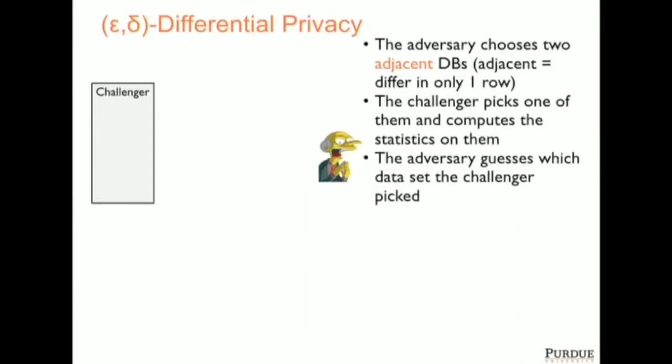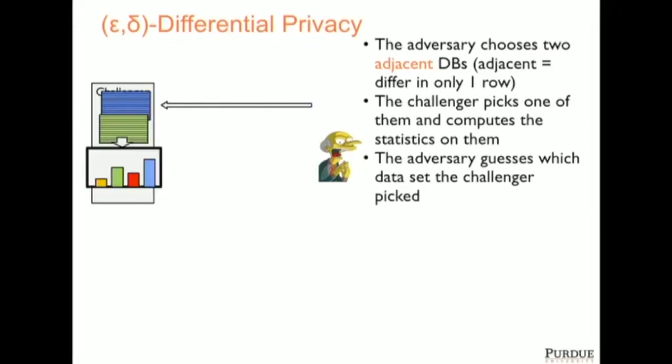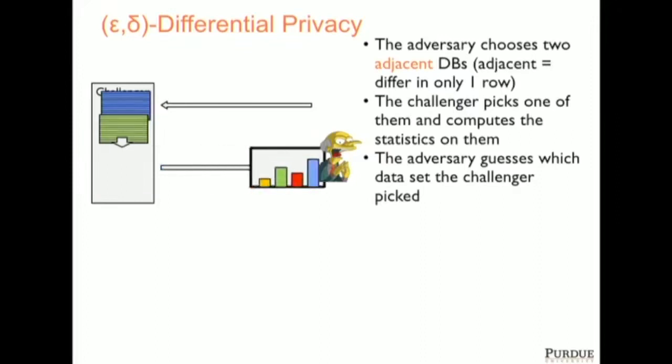As with standard cryptographic systems, it is a game between an adversary and a challenger. My challenger is on my left hand side and my adversary is on the right hand side. As with our earlier example, the adversary is going to pick two databases or two tables which differ in, let us say, one row, and send them to the challenger. Now, the challenger is going to pick one of them and run their algorithm, typically a randomized algorithm, to obtain a result, and send this result back to the adversary.